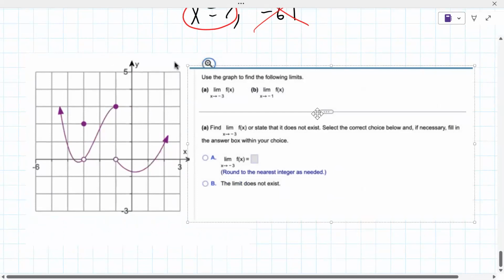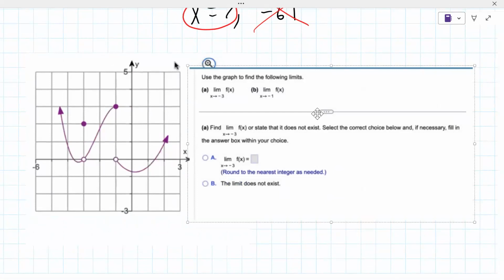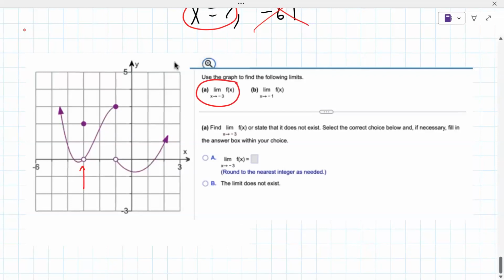The limit as x approaches -3. So where is -3 on the graph? There is -3 right there. So this first one, A, you really have to look at it as two problems. It means from the left and then from the right. So it's as if you're traversing the curve. It's like you're on the curve and you're approaching that value from the left and then from the right.